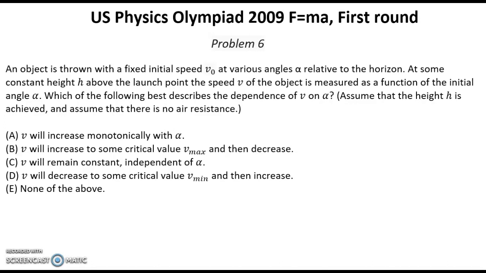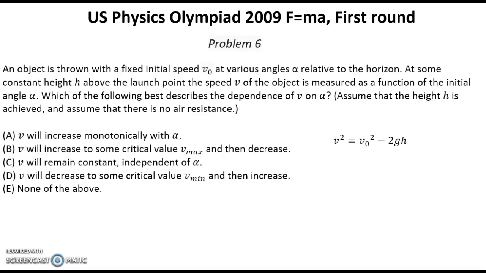Solution. Here we have energy conservation. So it means that it doesn't matter which angle we will use here, because the energy is conserved, and we have a formula v square equal initial v0 square minus 2gh. And in this formula, the speed on height h does not depend from angle. So solution will be C. V will remain constant and independent of alpha.